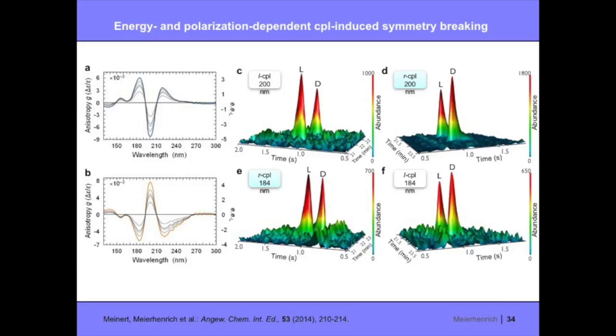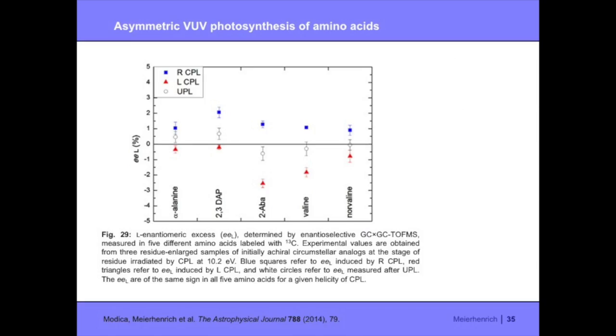Here's an example that this generation of the enantiomeric excess, L versus D, is energy dependent. This is what we discussed before. So you cannot always say that left circularly polarized light will give an excess of the left enantiomer. This is wrong. It is energy dependent. This is what we demonstrated here. Here we do this for different amino acids that all show an excess of the L enantiomer using right circularly polarized light, also energy dependent.